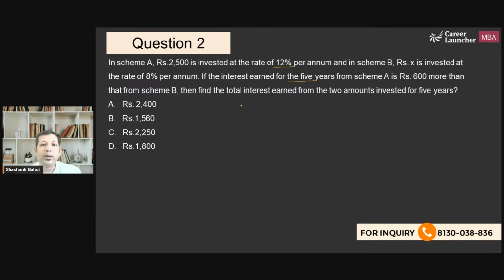Okay, so I can also calculate simple interest by using the formula, that is P, that is 2,500, R is 12, time T is 5, by 100. So that is also another way, but otherwise we can directly calculate 60% of 2,500. So this value comes out to be 1,500. Okay, so A is getting interest of 1500. How much interest is B getting? The scheme A is getting 600 more than that of B. It means if A is getting 1500, B must be getting 900. So the total interest earned is going to be 2400.